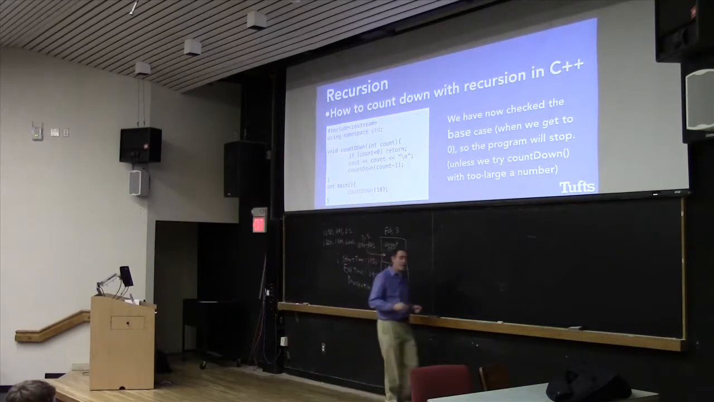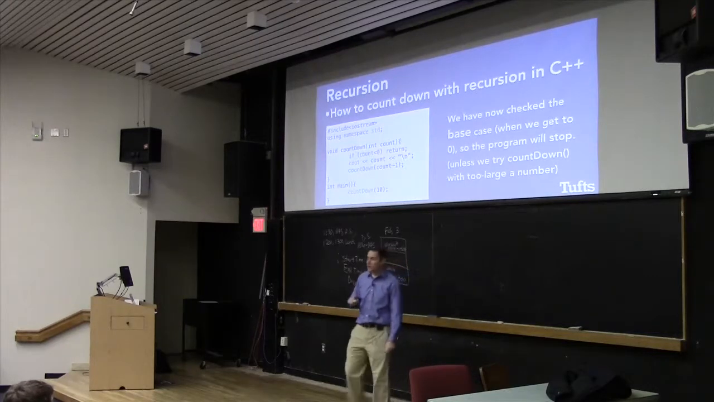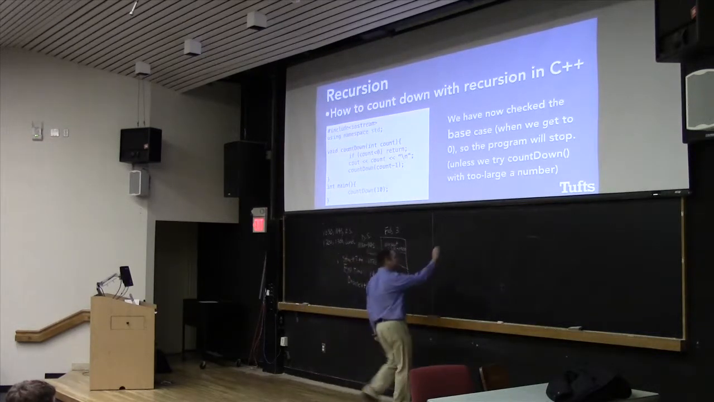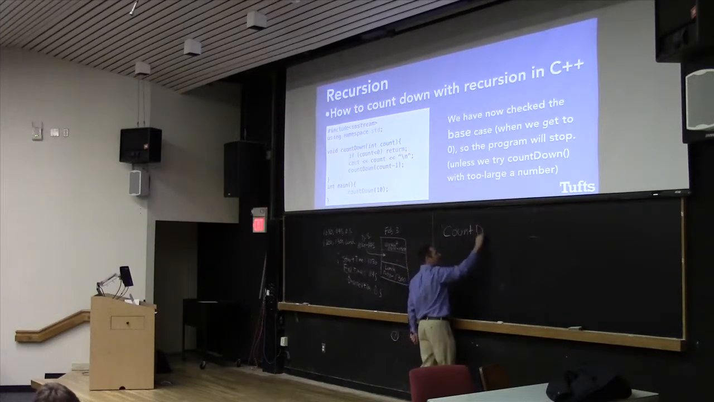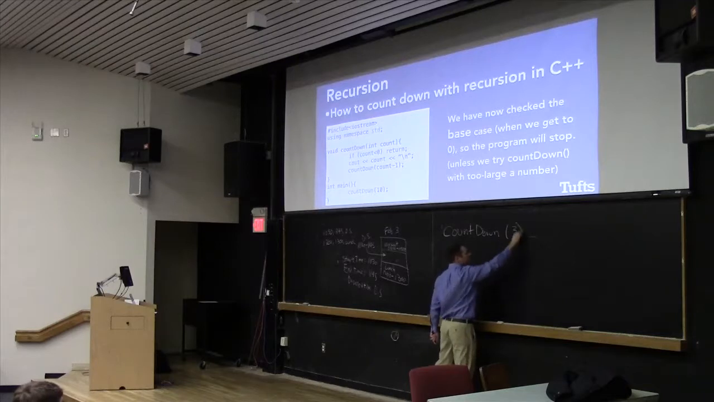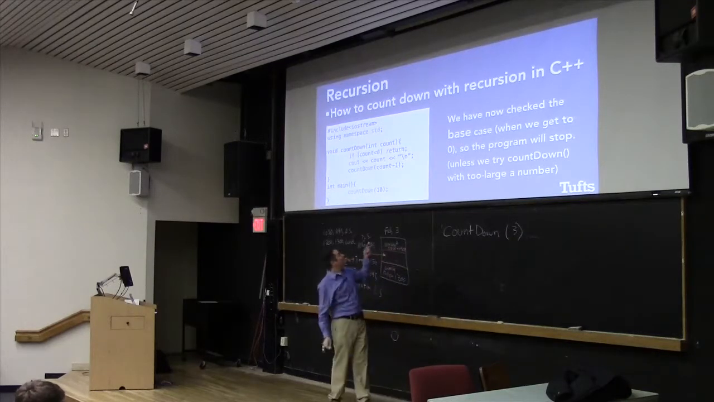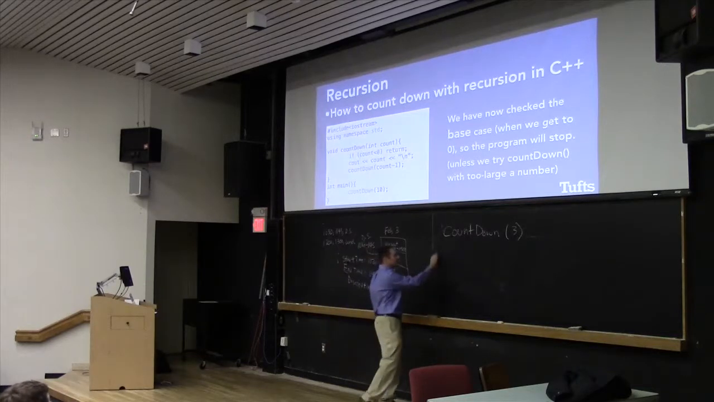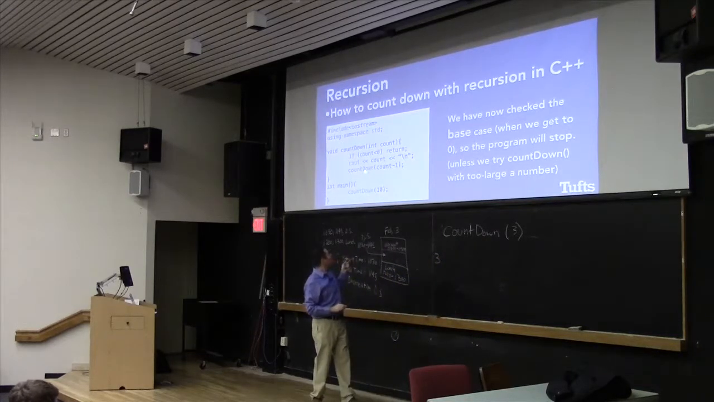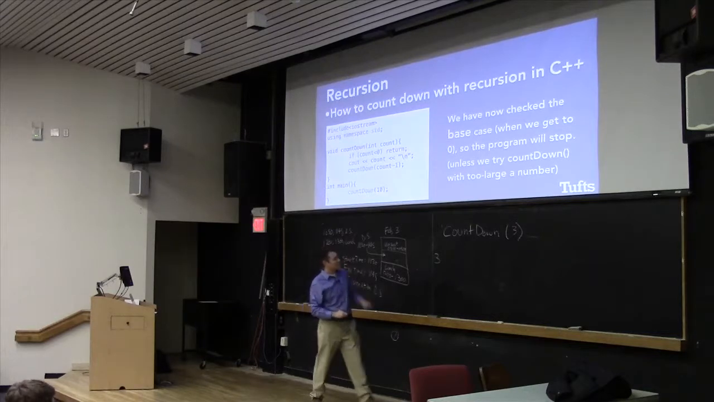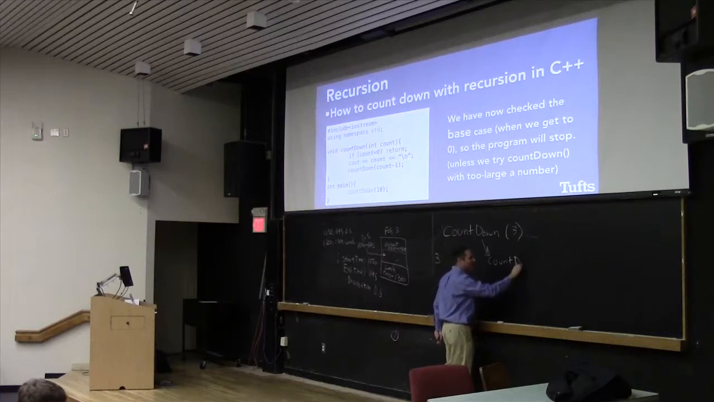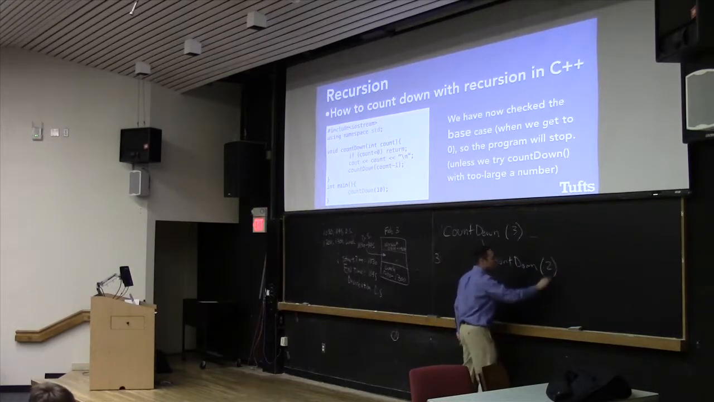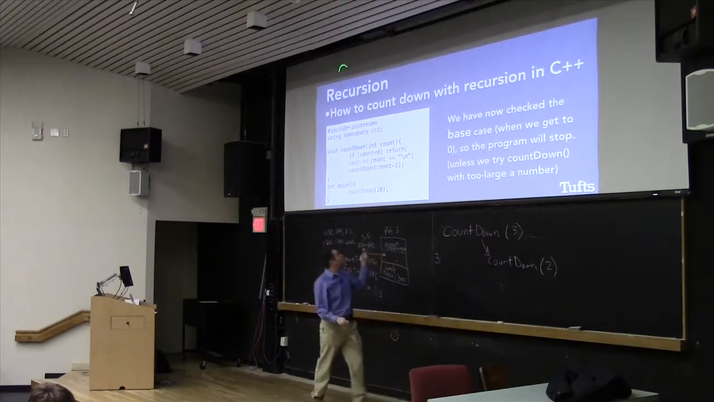That's all it's going to do. So let me write down the actual function calls that happen here. Let's say we're going to count down from 3. We're going to call countdown 3. It's going to say, I'm not less than 0, I'm going to print out 3. So 3 is going to get printed out. And then it's going to count down, count minus 1. So this is now going to call countdown 2. It's going to go through the function here.